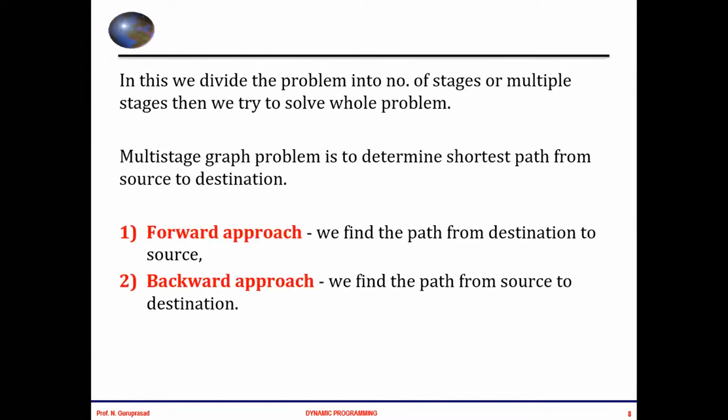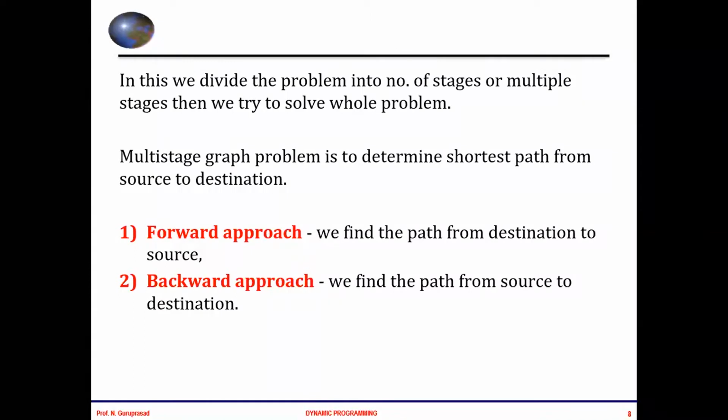Now what do we do in a multi-stage graph in terms of solving the problem? This multi-stage graph problem is to determine the shortest path from source to destination. When you look at the broad field of algorithms, you will come across this path problem, particularly the shortest path problem, in so many places. First we saw the shortest path problem with respect to the greedy method, that is Dijkstra's algorithm. Now we are also going to look at the shortest path from source to destination using dynamic programming.